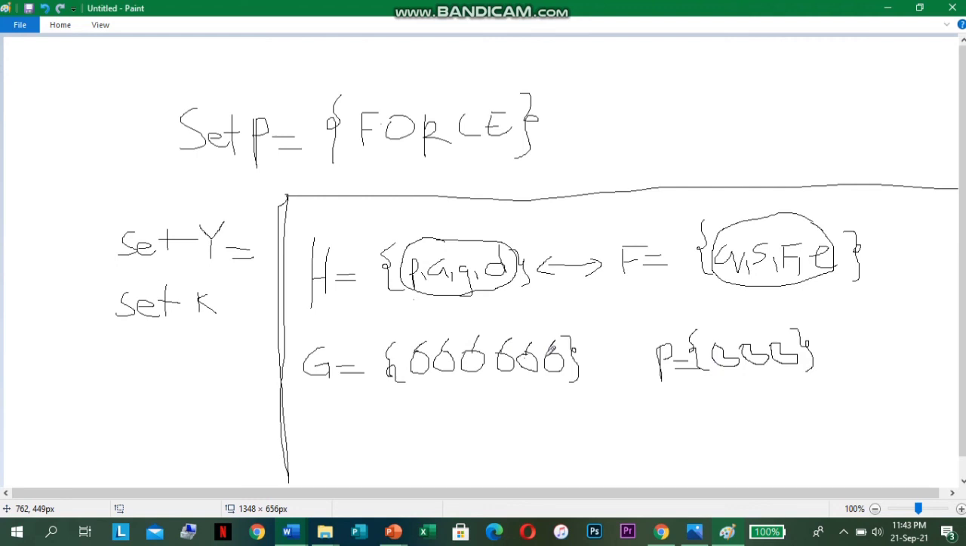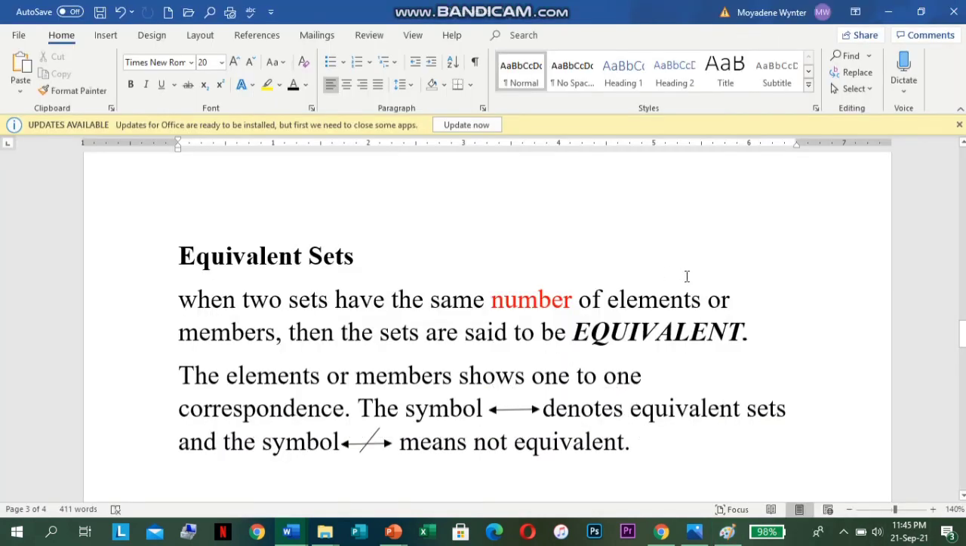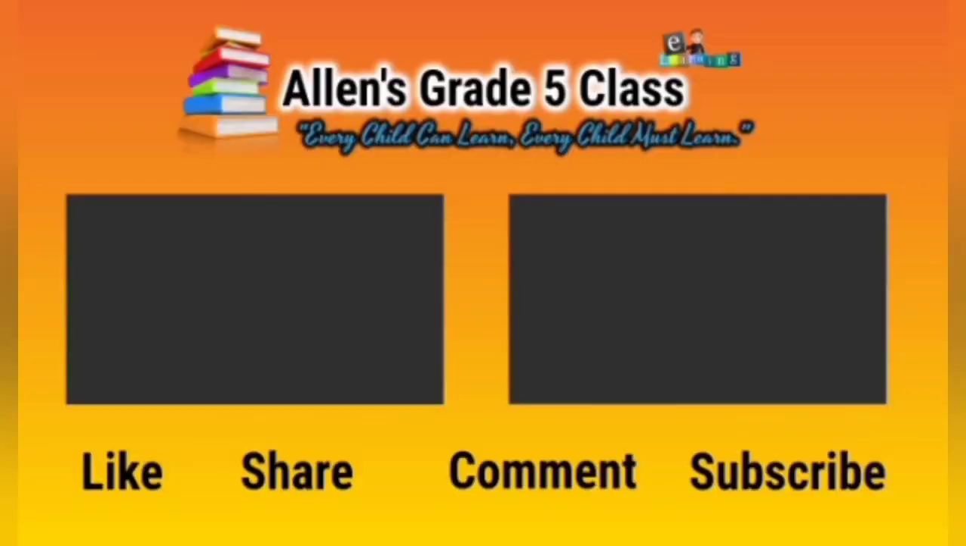So remember now, an equivalent set must have the same number of elements. So these two sets don't have the same number of elements. The elements don't have to be the same, but they must be the same number to make it an equivalent set. So we can say that set G is not equivalent to set P. All right, good. Okay, so we're moving right along.